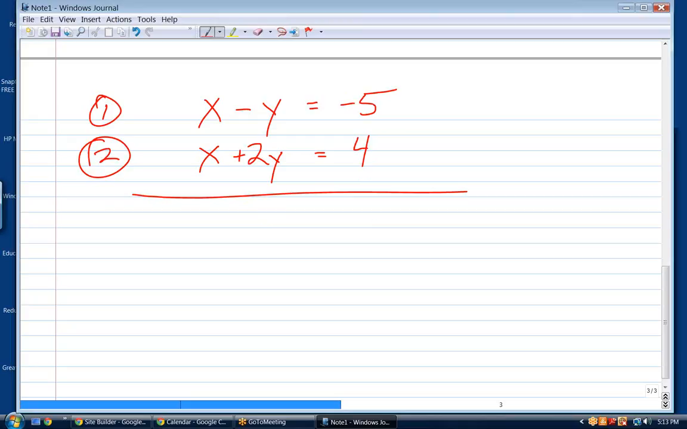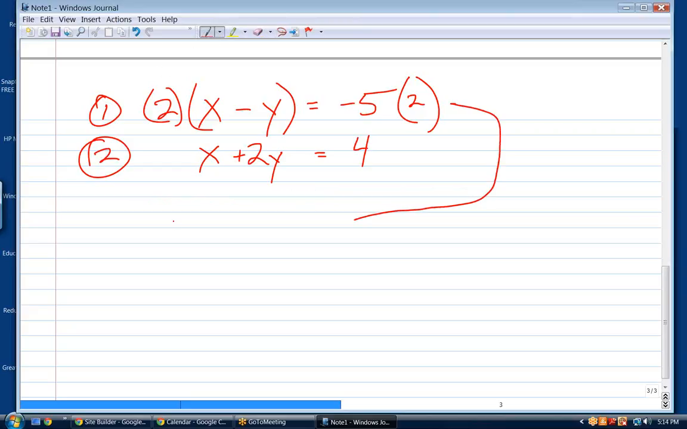But remember with equations, you can do anything you want to the left side as long as you do it to the right. So what if we were to multiply the left side of this equation by 2 and multiply the right side of that equation by 2? What would we get? What's the left side become? Distribute that 2. 2x what? Minus 2y. And the right side? Negative 10. Yeah, that's correct.